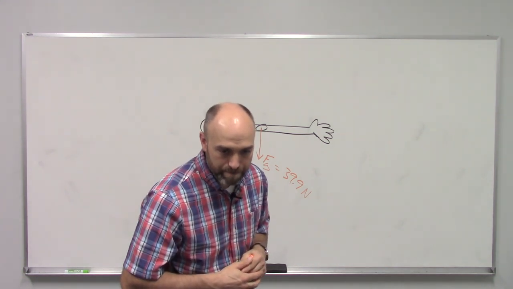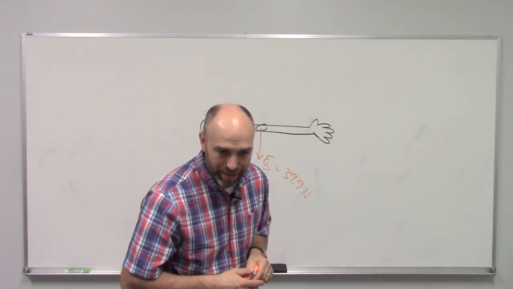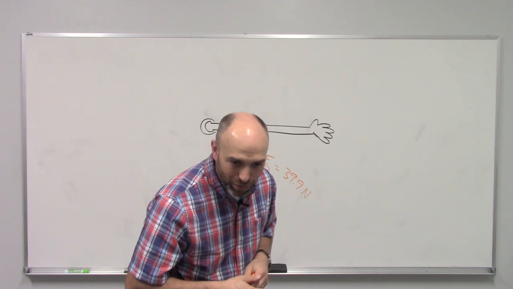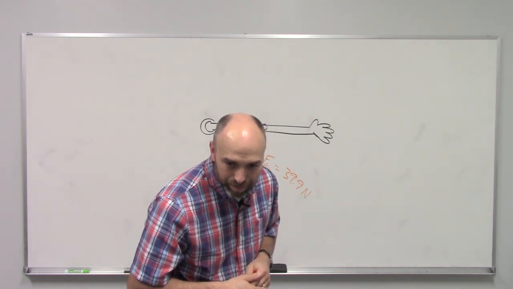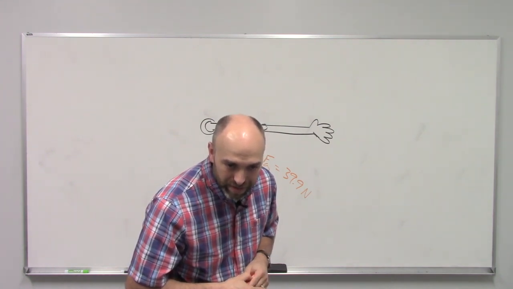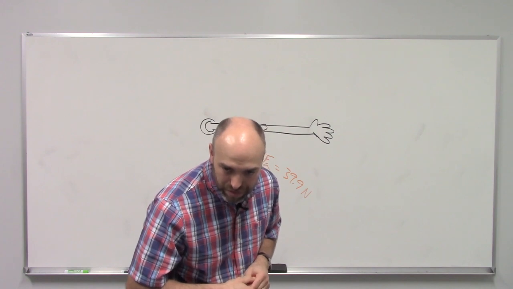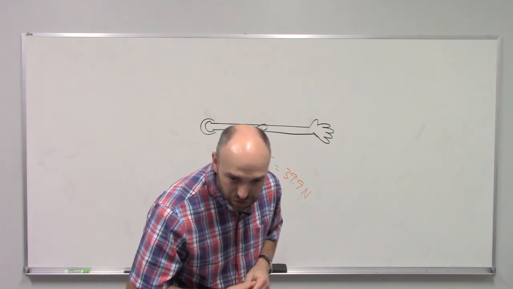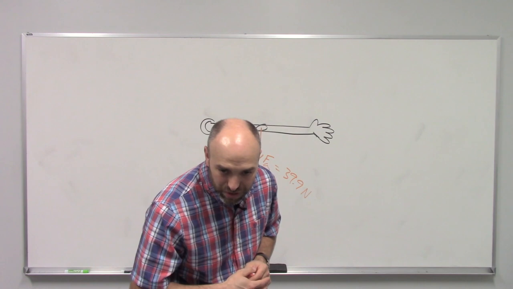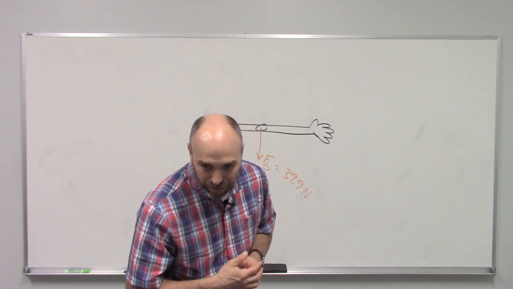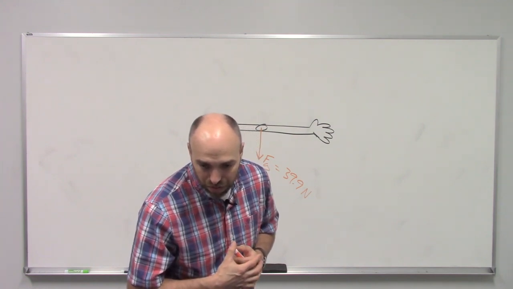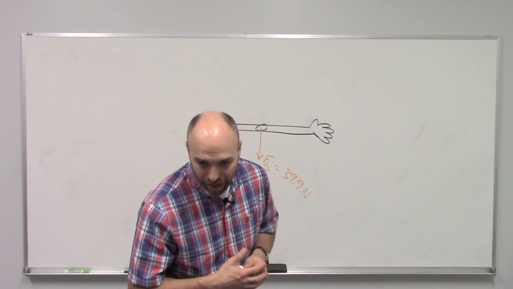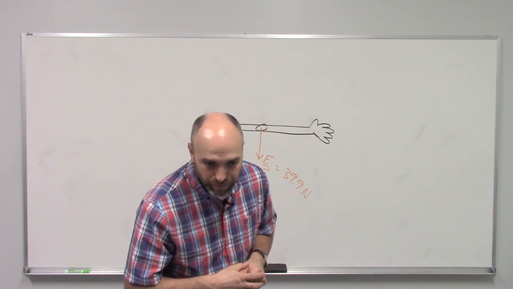39.9 for the weight. Okay, and so it gives you the weight, and then it tells you the direction that the deltoid pulls it. Let's see, determine the magnitudes of the force of tension in the deltoid muscle and the force FS exerted by the shoulder on the humerus.